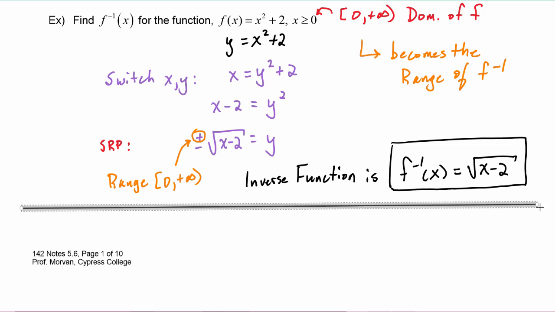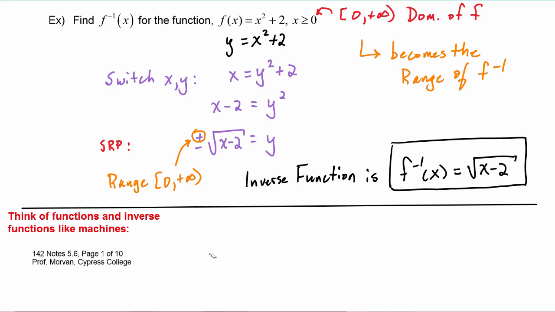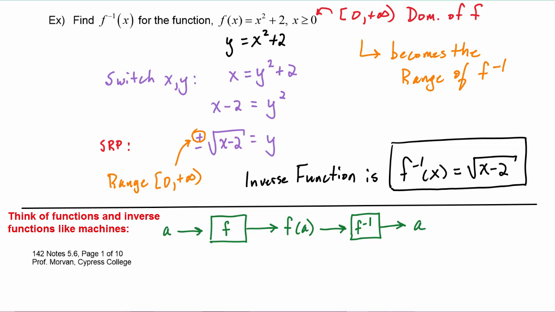Furthermore, just as a little side note here, you can think of functions and inverse functions like machines. Suppose we have a and we put it into the machine called f. Now what that's going to spit out is f of a. Now if you take f of a and input that into the machine called f inverse, then what it's going to spit out is a. So you get right back where you started from.